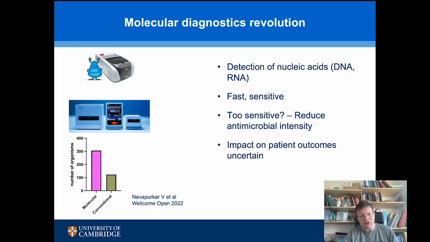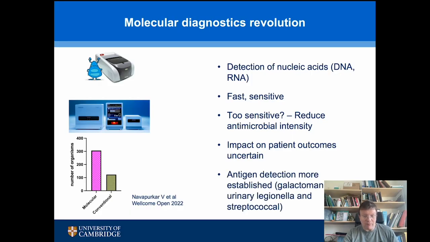The impact of these devices on patient outcomes in terms of length of stay in the ICU or mortality is uncertain, even in the recent randomized controlled trials. But I think these are going to be a major part of how we manage patients with pneumonia in the near future. Of course, antigen detection is better established and has been around for a long time. Galactomannan for the detection of fungi, Aspergillus specifically, and urinary antigens for Legionella and streptococcal antigens. These all have their perils and pitfalls, so it's important to understand how these tests work, but they do make a useful contribution to our management of pneumonia.